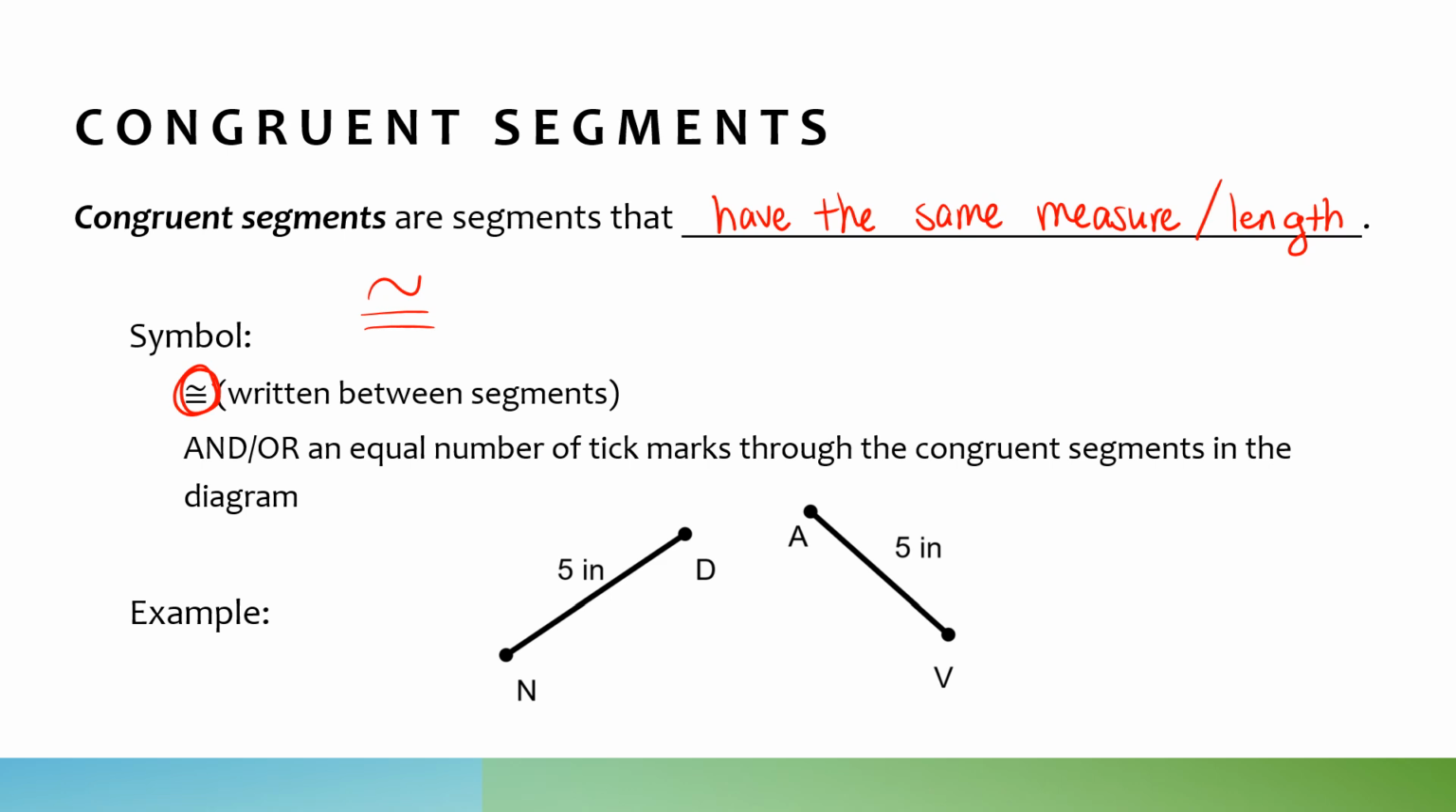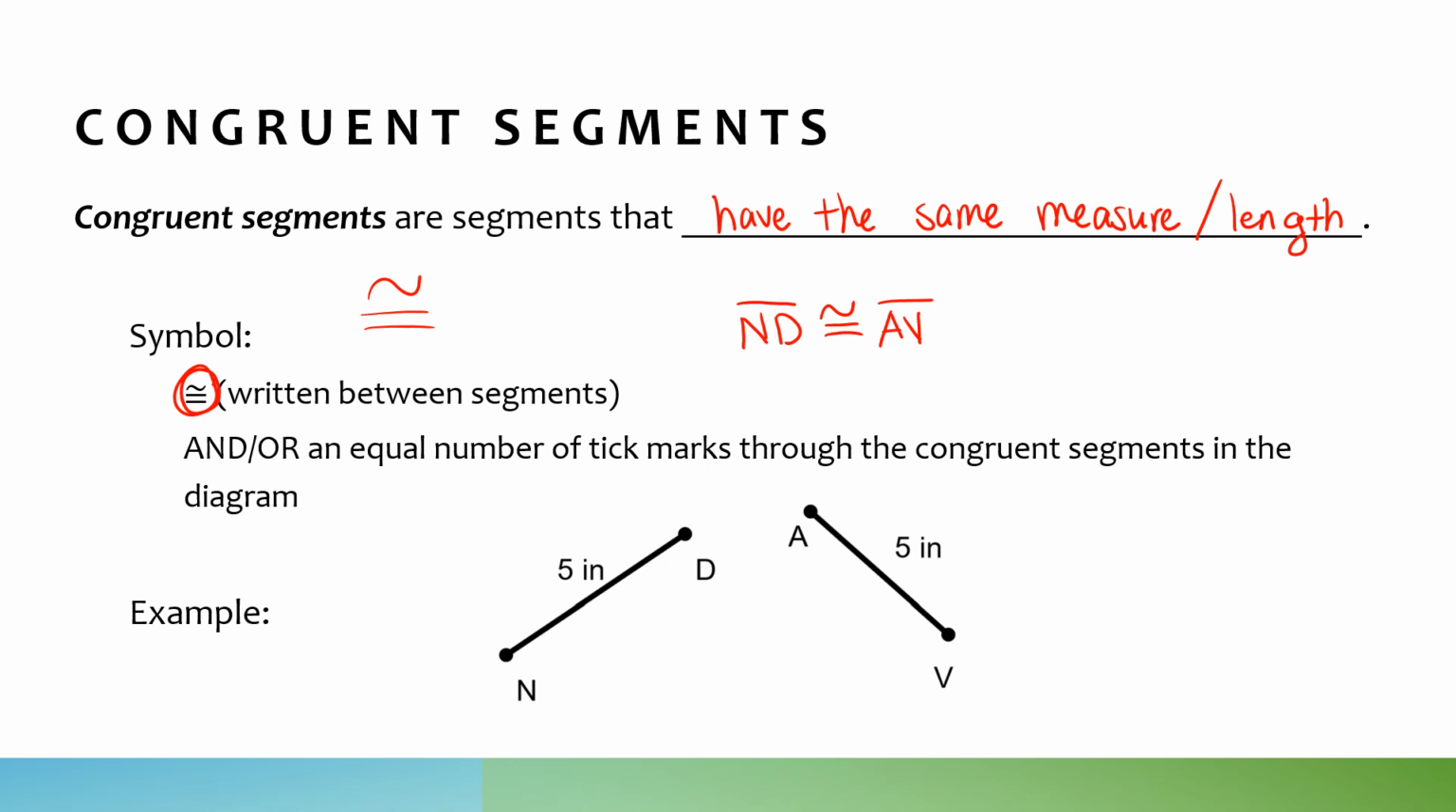And we're going to write this in between two segments that are congruent to one another. So, for example, down below we have ND and AV. They are both 5 inches, so they have the same length. We can write that segment ND is congruent to segment AV. So that's what we might call a congruence statement, kind of like an equation, but for things instead of numbers.